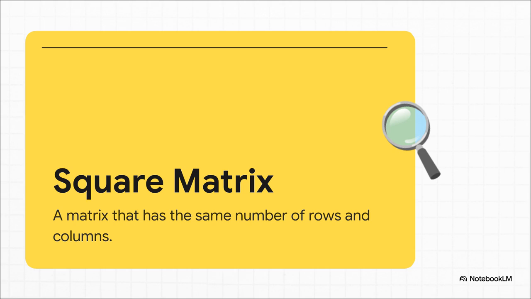That's it. A square matrix. Well, it's exactly what it sounds like. It has the same number of rows as it has columns. Now, this might seem like a small detail, but it's actually a really big deal, because many of the most powerful things we're about to do, like finding matrix powers or determinants, they only work on square matrices.